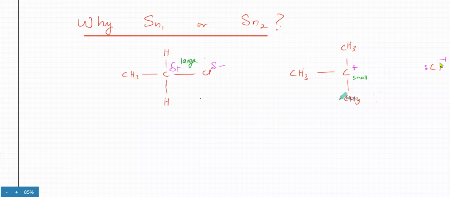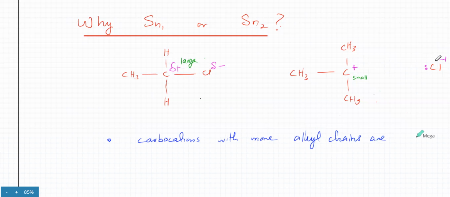So there are two things. What you're going to write in your paper, and you're going to be asked about this, as an explanation for this is that the simple explanation is that carbocations with more alkyl chains are stable, like the one over here. If there are lots of alkyl chains, the positive charge is not going to be very large, and it would allow the Cl minus one to go away. So carbocations with more alkyl chains are more stable.